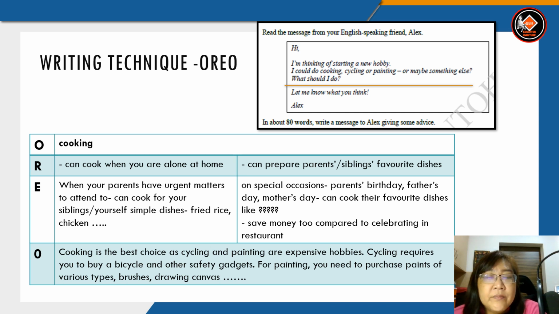Then the last one, remember, O, opinion, means you're going to restate your opinion. This is in the last paragraph. You can say cooking is the best choice as cycling and painting are expensive hobbies. Cycling requires you to buy a bicycle and other safety gadgets. For painting, you need to purchase paints of various types, brushes, drawing canvas, and others.